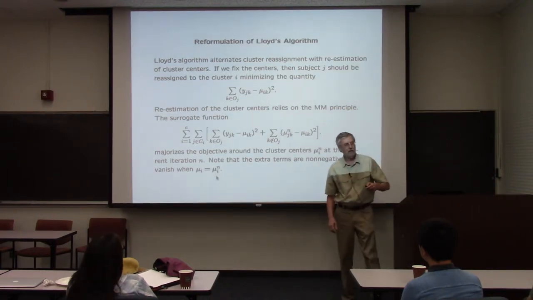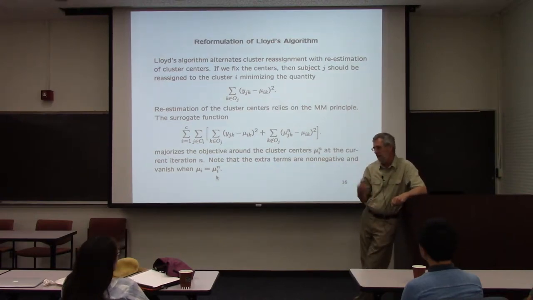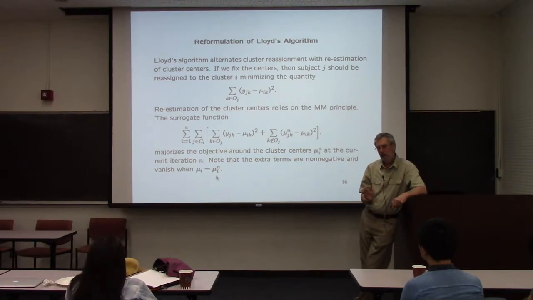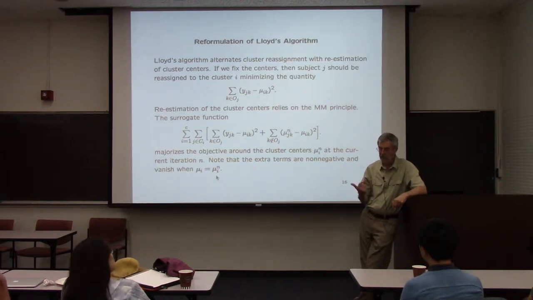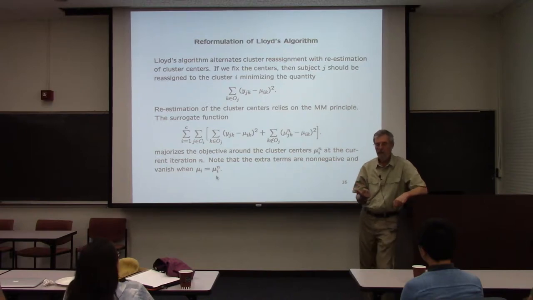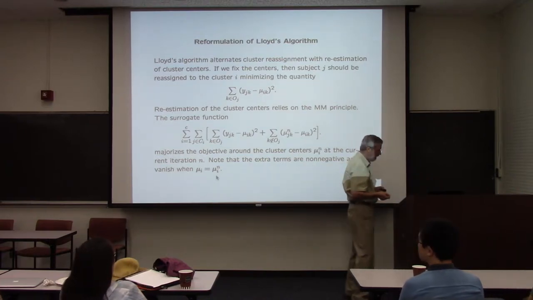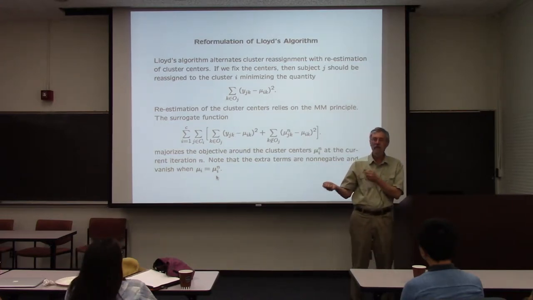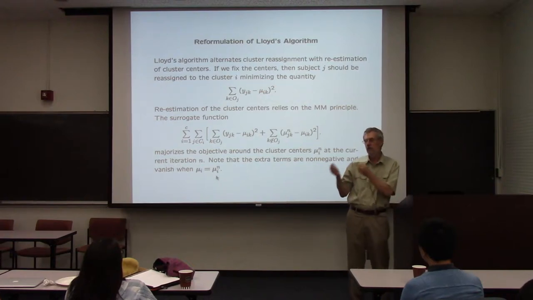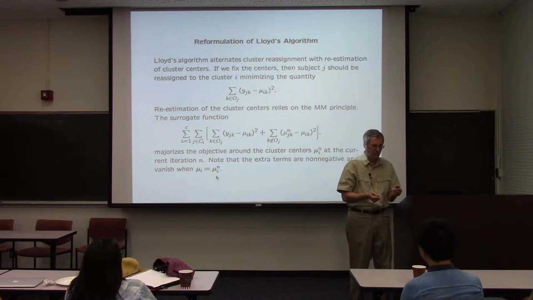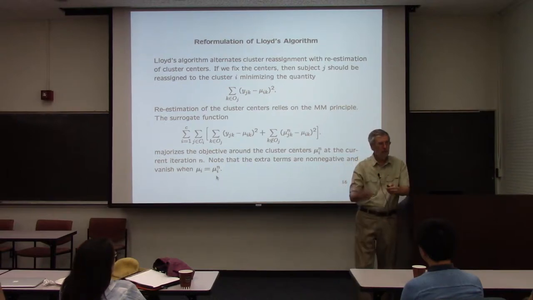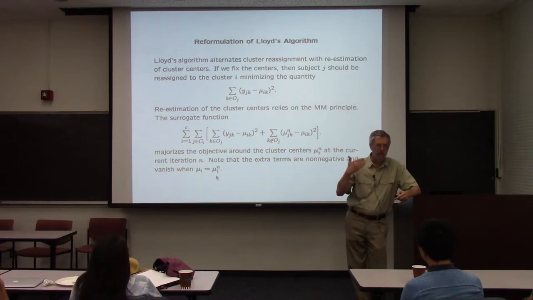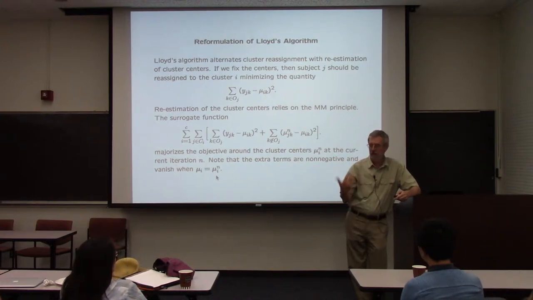Okay, so how does Lloyd's algorithm work? It's an interesting combination of discrete and continuous optimization. You have two things that you can vary. You can vary the cluster centers, and you can vary the cluster membership. In Lloyd's algorithm, it's what's called a block descent algorithm. You first reassign cluster membership, then you recalculate cluster centers. Then you reassign cluster membership, then you recalculate cluster centers. And you go on with those alternate block updates until the thing converges.